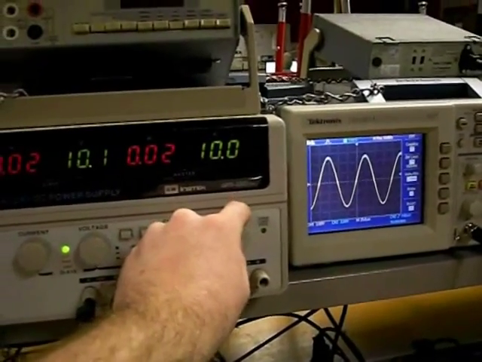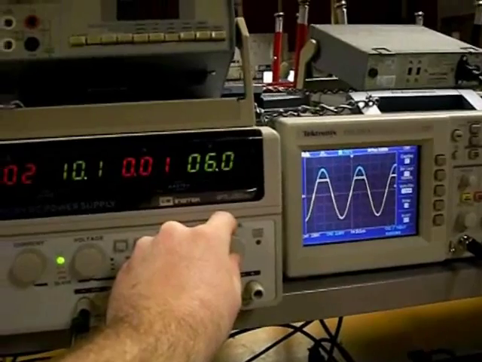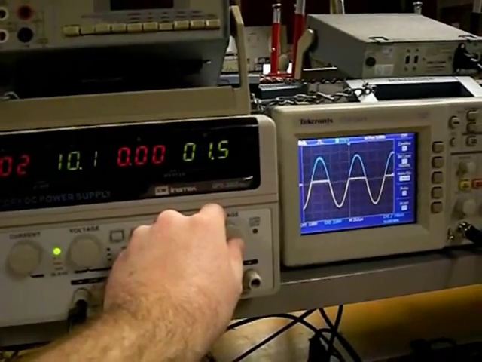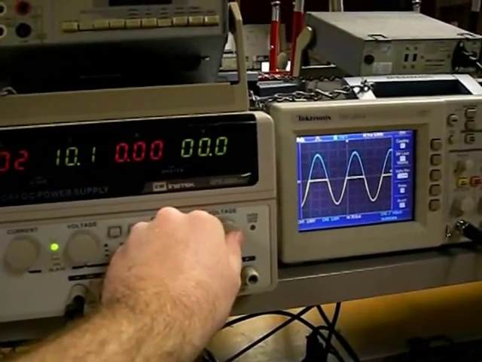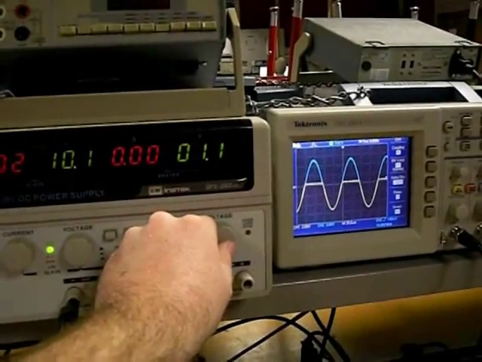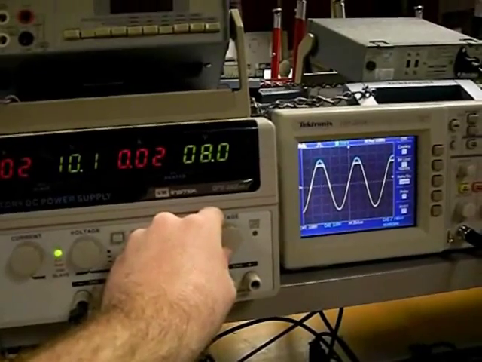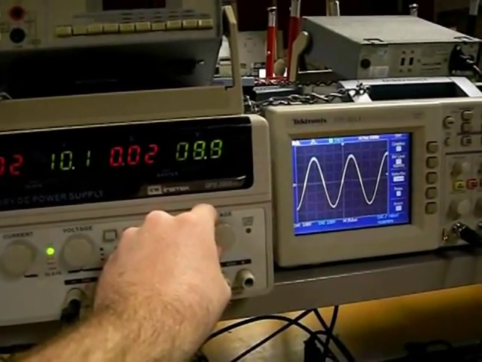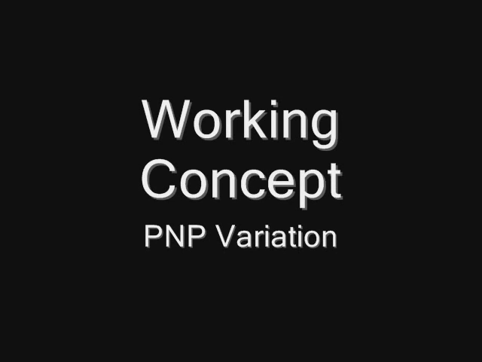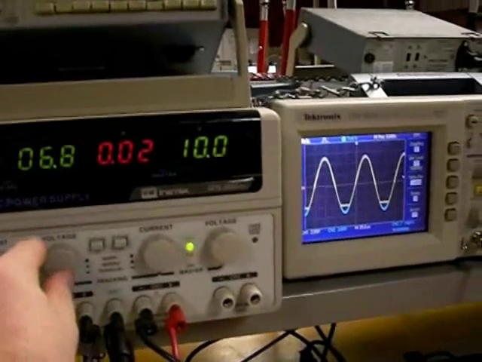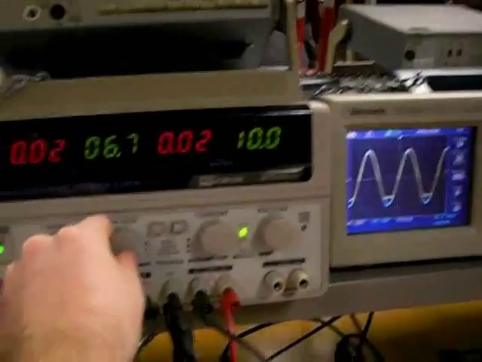The following is a demonstration of the working concept. Notice as the voltage is removed from the NPN, it can no longer source the current needed to raise the voltage on the output to mirror the input. The same is true for the PNP.